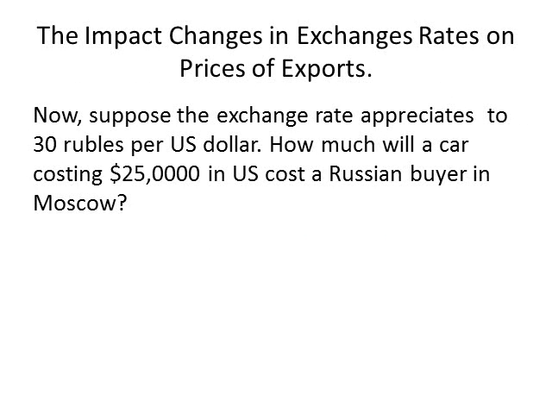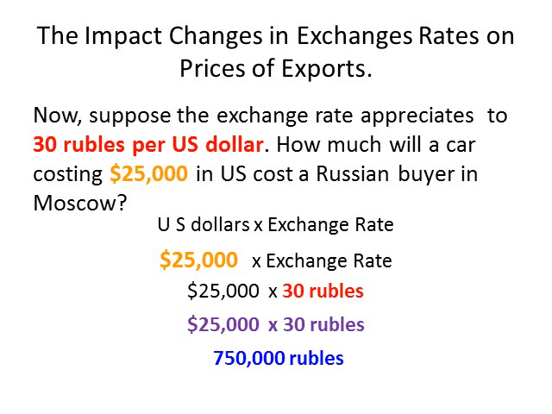Our dollar appreciates to 30 rubles per dollar. So how much is that $25,000 car in the United States going to cost the Russian buyer in Moscow? Well, we're going to work through the same formula. This time we'll use US dollars times the exchange rate. We'll substitute in $25,000 for US dollars, and we will substitute in 30 rubles per dollar for the exchange rate. We will multiply $25,000 times 30 rubles, and that will give us 750,000 rubles.